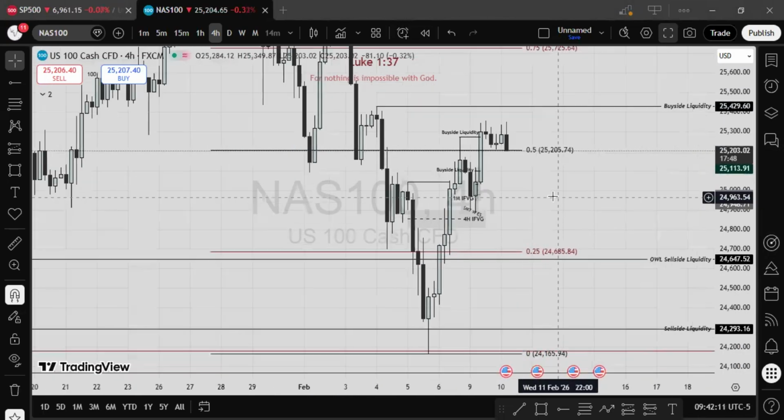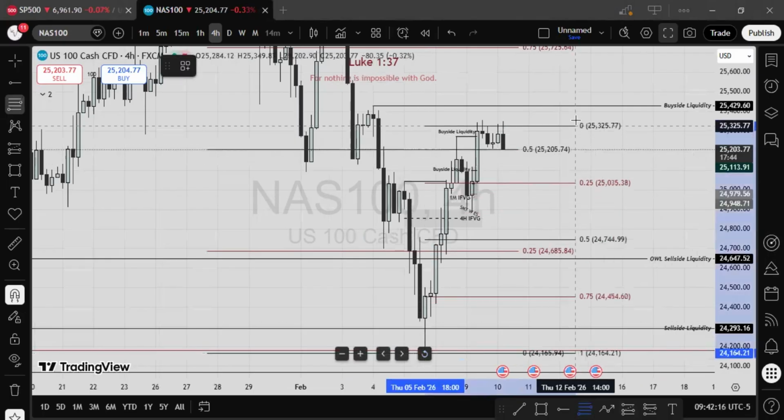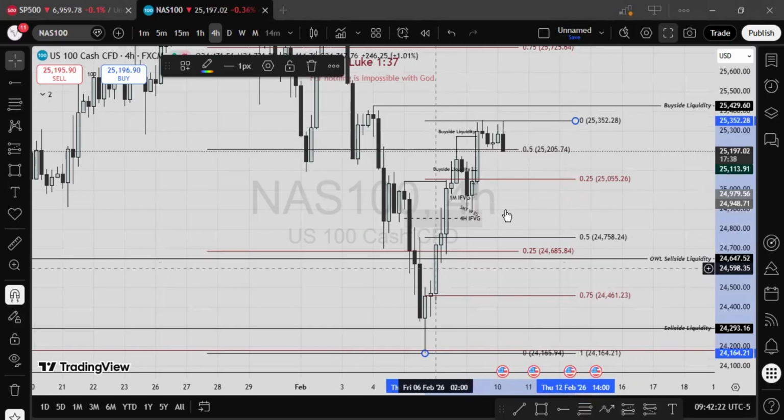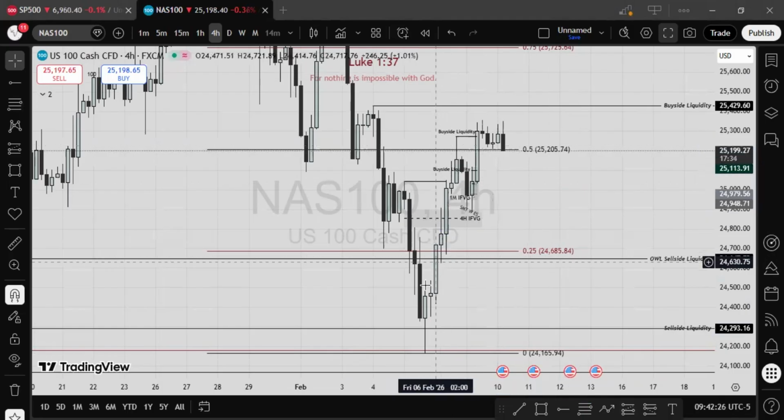So what might happen today is if we take this, we might pull back into discount here. Discount PD array, we have this fair value gap here. Either we're gonna do that, we're gonna be bearish, come for that, or we're just gonna manipulate the lows here and continue higher for this.